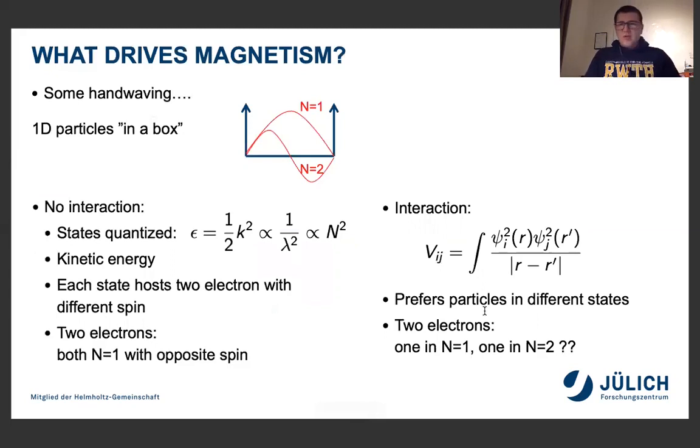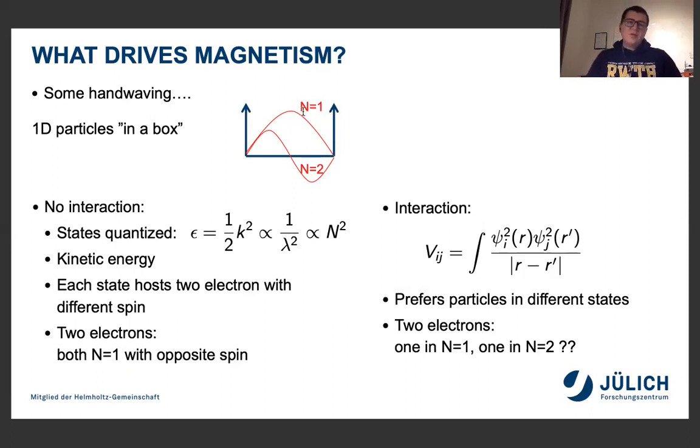So what actually drives magnetism? Let's take a 1D box with some states and a particle. First, we can ignore any interaction, so we have just a free electron moving in a 1D box. Then we can quantify its energy, which is just the kinetic energy term, and we can put an additional electron there. In principle, both electrons would be in the lowest energy state, n equals 1, with opposite spin, and they wouldn't bother each other.